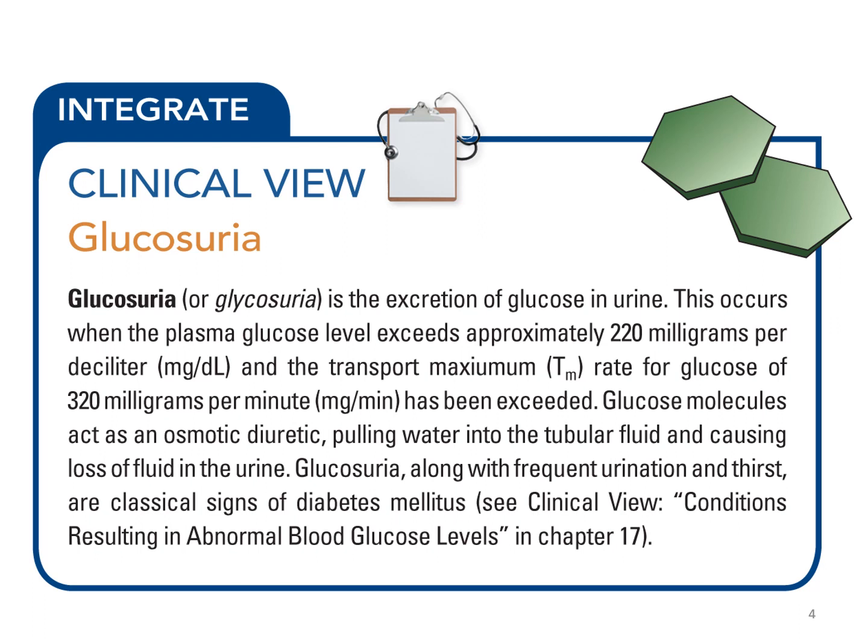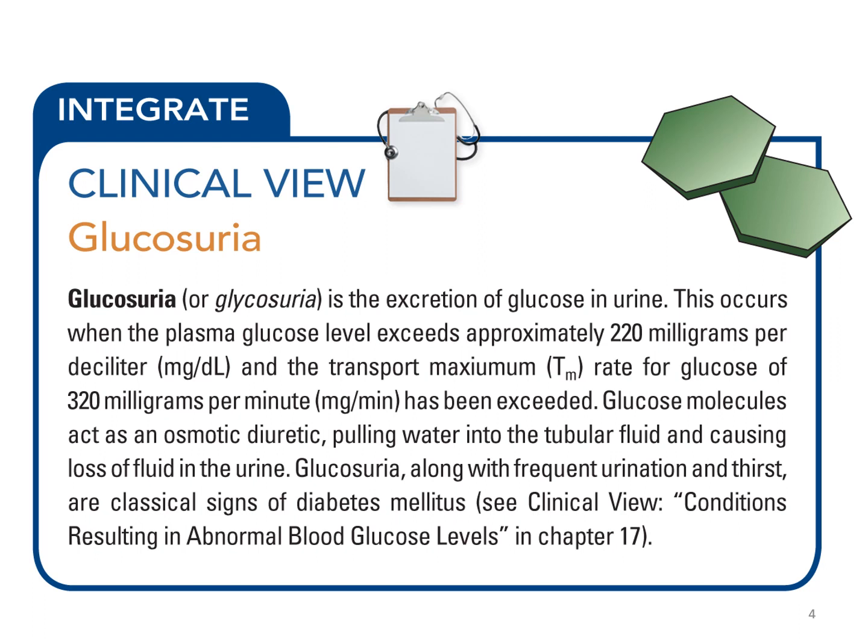So we talked about what happens if glucose shows up in the urine. That's called glucosuria. Glucosuria is the excretion of glucose in the urine. This is going to occur when the plasma glucose levels exceed 220 milligrams per deciliter. So we've exceeded our renal threshold, and the transport maximum for glucose has been exceeded, because those two go hand in hand. Glucose molecules act as an osmotic diuretic, pulling water into the tubular fluid and causing an excessive loss of fluid in the urine.